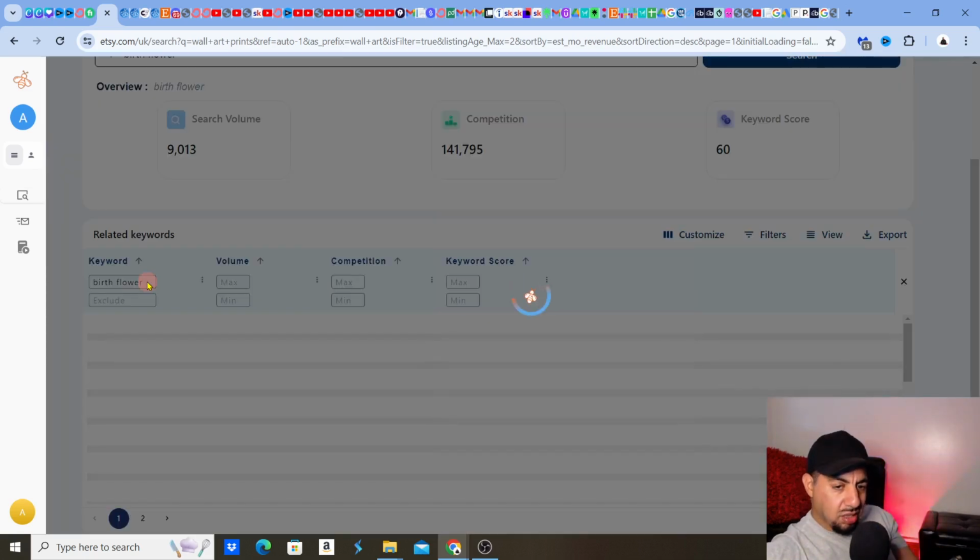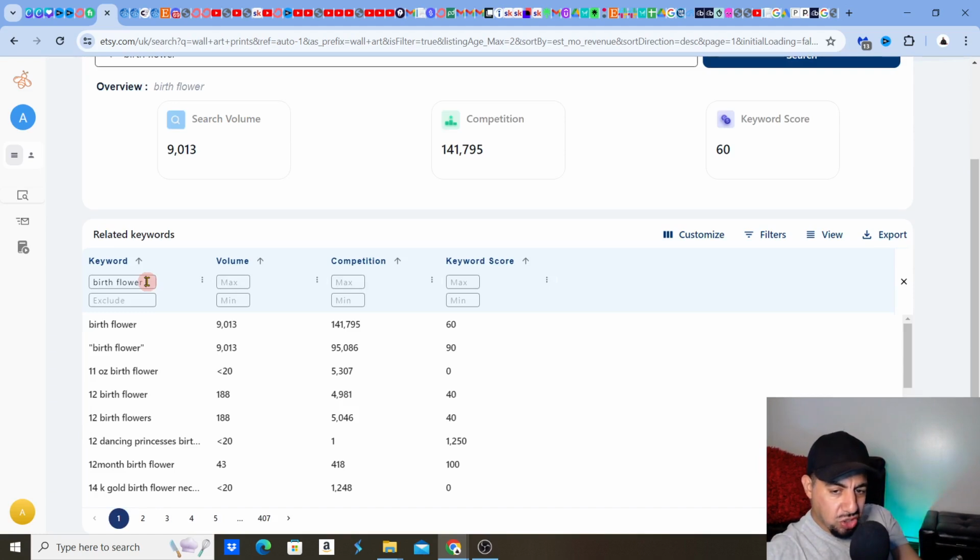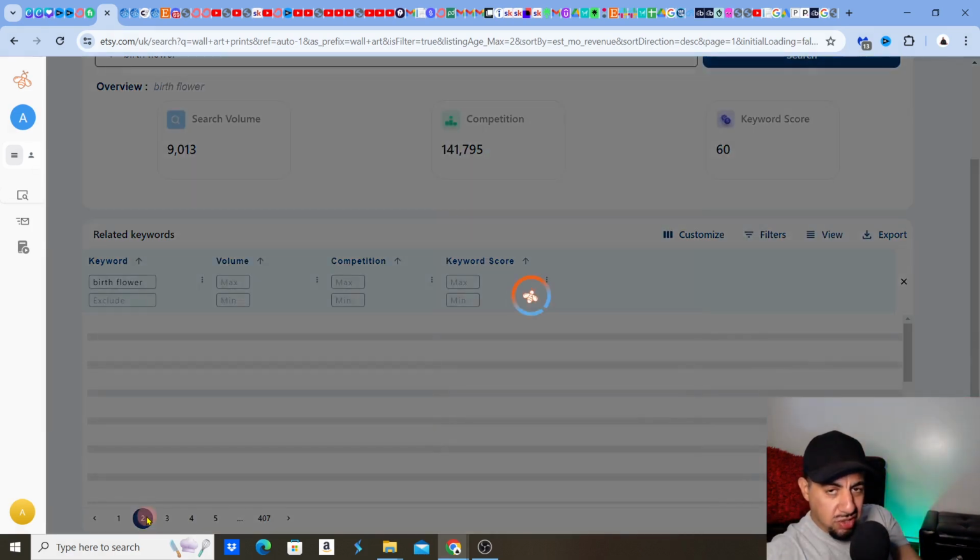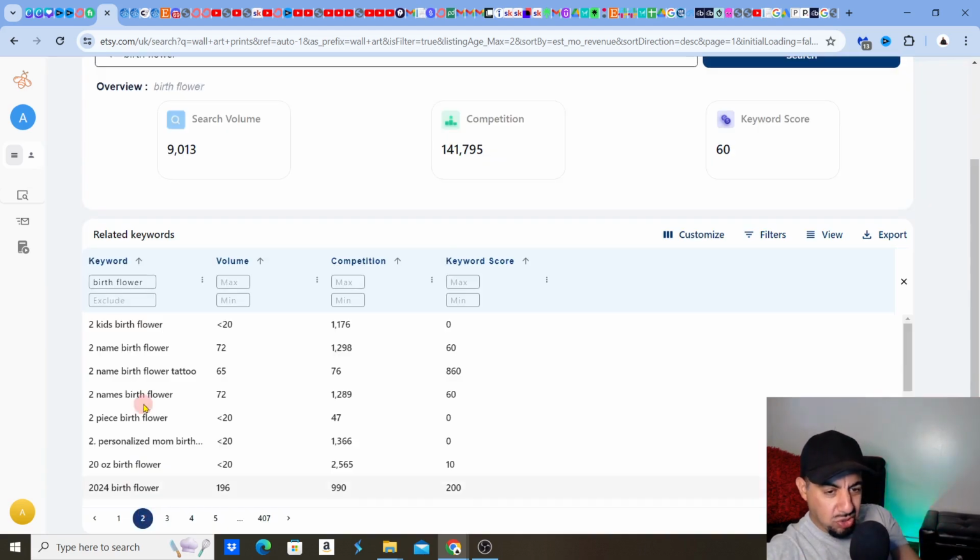But if I just move away from, so if I just type in just birth flower by itself now, you can see that it can show me some potentials, right? Look at that. There's a good sign of something working when you have a look at the keyword score. And remember, this is 407 pages of potentials. Look at that, 2024 birth flower, right? So I can imagine having 2024 birth flower in your title somewhere in the wall art, where you got 196 people searching for this with a competition of only 990 with a 200 keyword score, which is absolutely phenomenal.